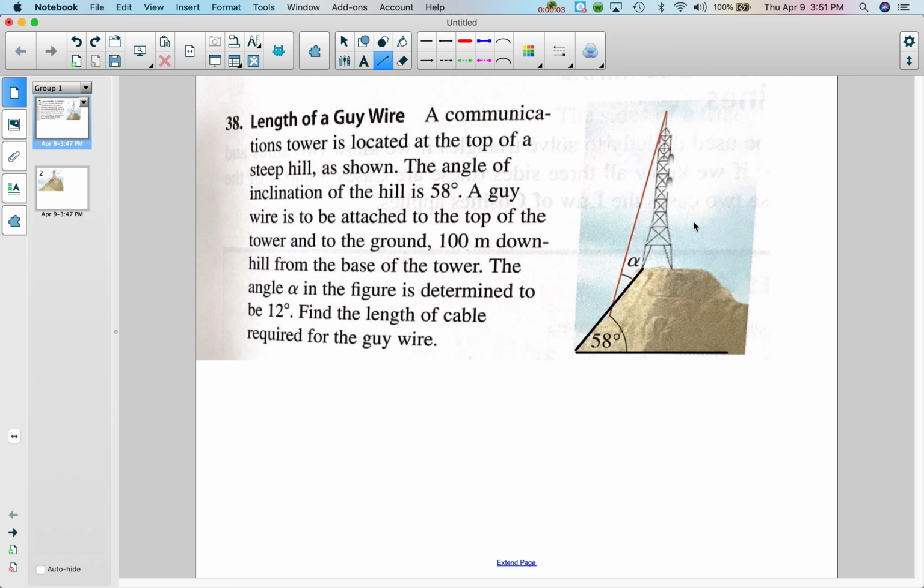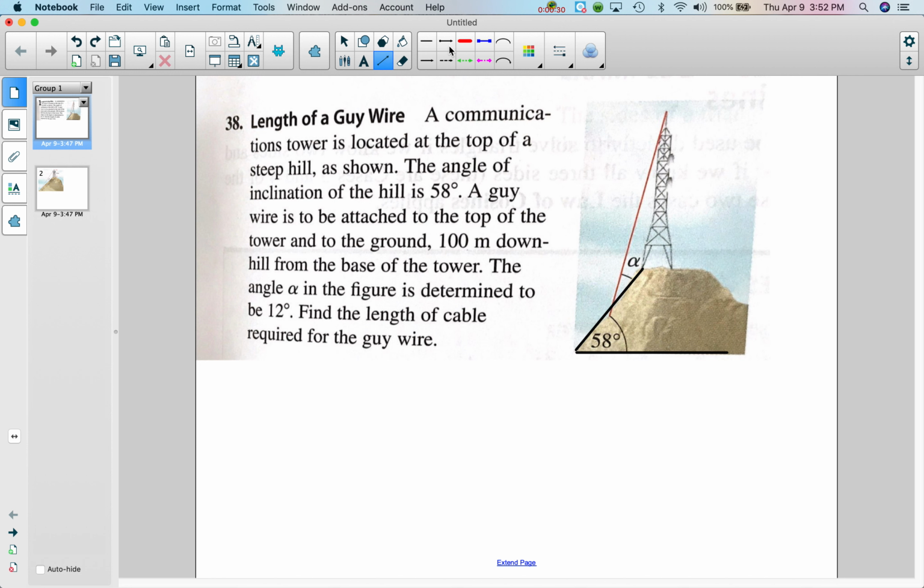Okay, so I'm not going to do this whole problem, but I'm going to at least help you set up with the picture. Now, I added a couple of lines in black just to highlight this angle of inclination of the hill. It's the same as an angle of elevation. So it's formed from the horizontal, and we have this 58-degree angle. Then you have this angle alpha that they gave you, this smaller angle.